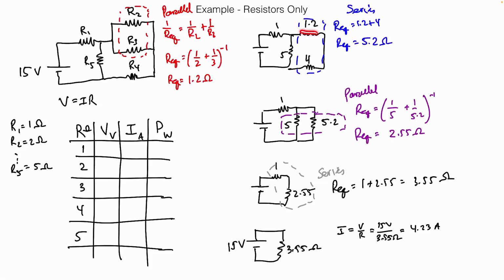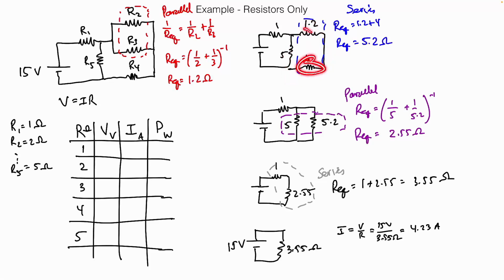But like the 1.2 and the 5 are definitely in series. The 4 and the 5 are in parallel, right? Because there's a junction there. It's just we can't really combine them because these two are both in parallel simultaneously. So we want to get them together first before we start doing that.